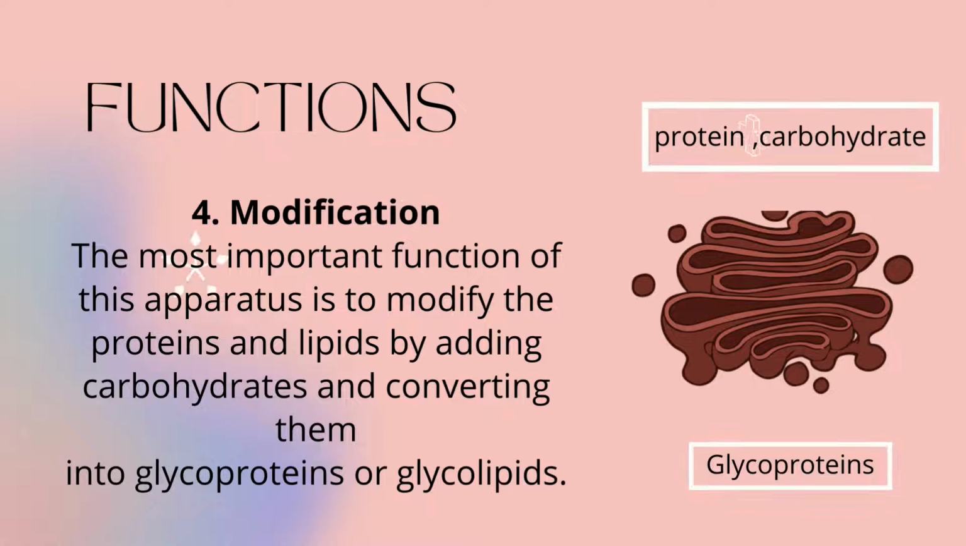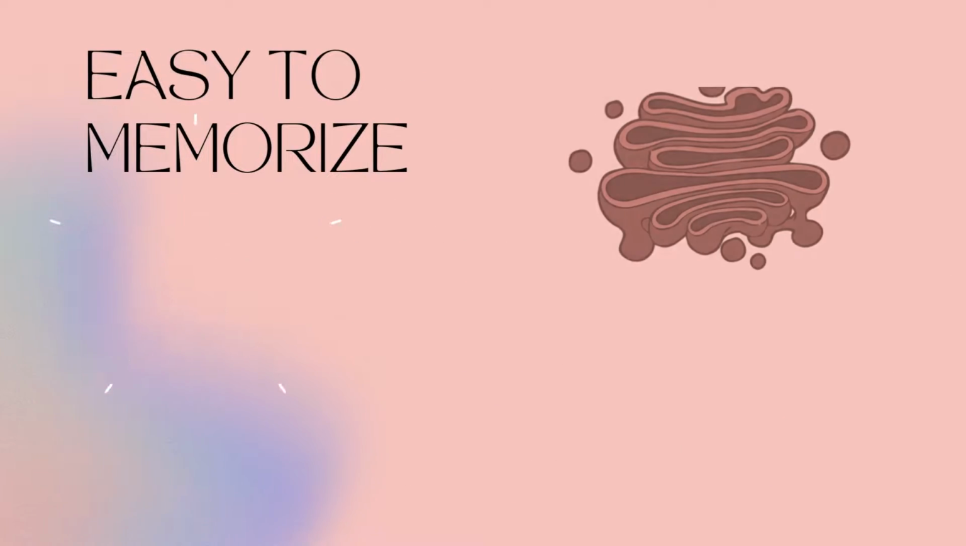Golgi apparatus has an important role in modification, or in the formation of conjugated molecules. Mostly, it adds carbohydrate to proteins or lipids and converts them into glycoproteins and glycolipids. The most important function of this apparatus is to modify the protein and lipid by adding carbohydrate and converting them into glycoproteins or glycolipids.